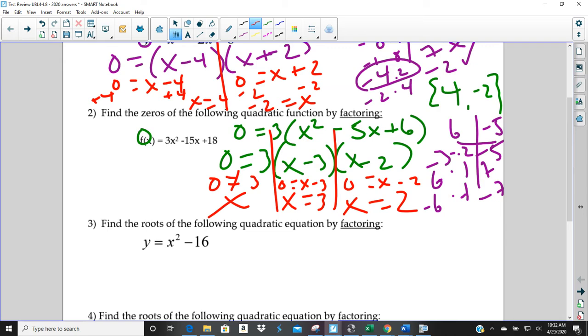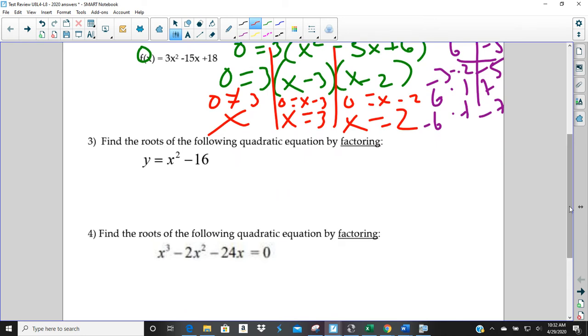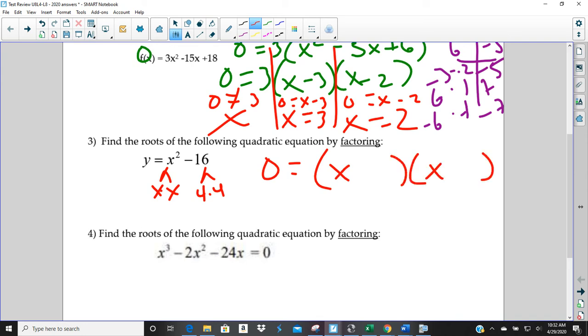Good? Okay. Third one. Find the roots of the following quadratic by factoring. Now, it is a binomial. There are no greatest common factors. So I ask, is this the difference of two perfect squares? And sure enough, x times x and 4 times 4. So it is the difference of two perfect squares. So I can quickly do 0 equals, and I know I'm going to do an x here and an x here, and I'm going to do my 4, and one's going to be plus and one's going to be minus.